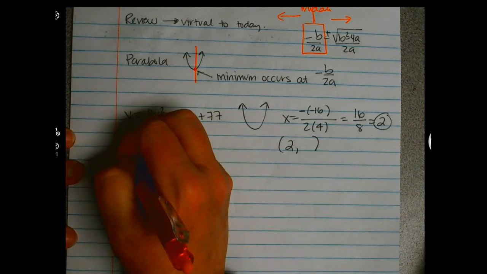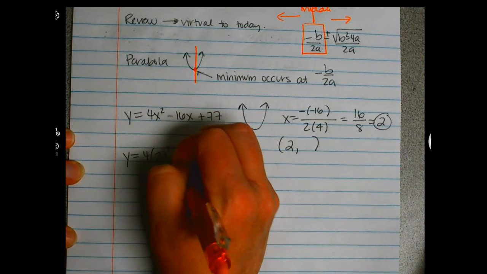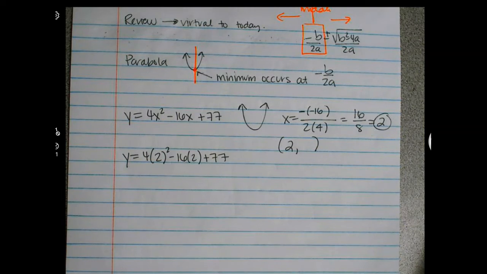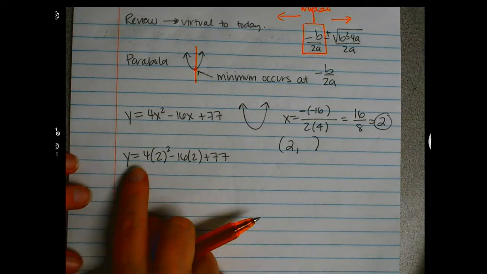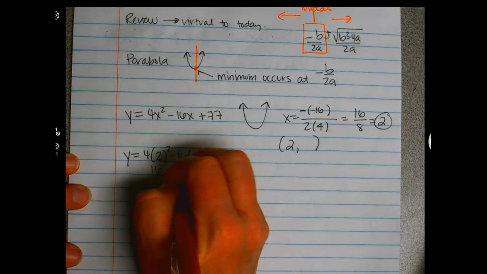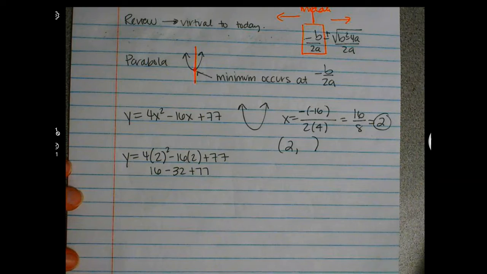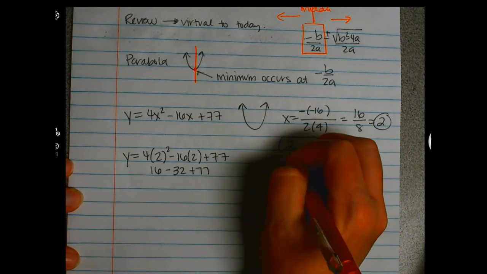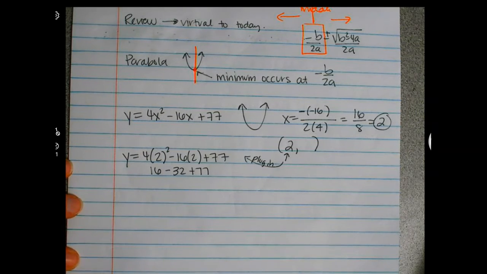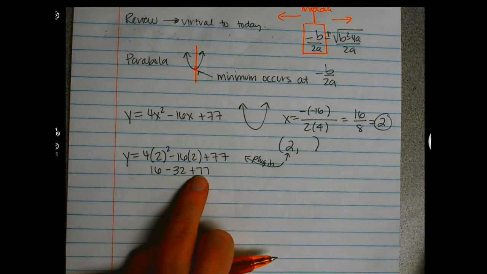Now we go, well, what is y when we have 4 times 2 squared minus 16 times 2 plus 77? And then we do the rest of that math out. So what's that? 4 times 4, 16 minus 32 plus 77. Wait, why did we set it up? Oh, we just plug in. So now that we know this, we plug in for x, and that tells us the y value. So that ends up being negative 16, so 61.